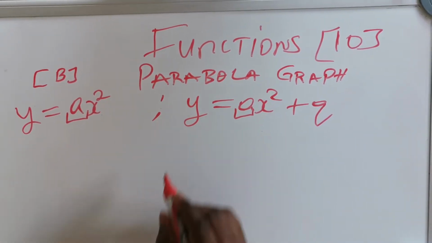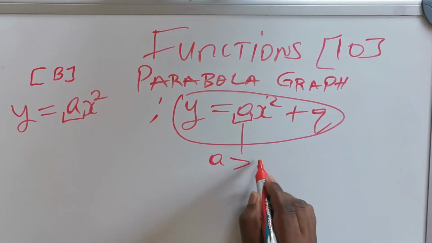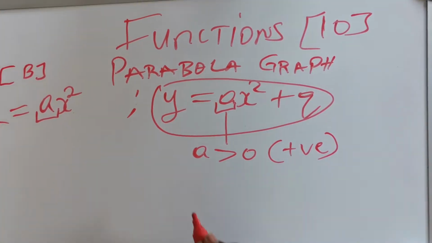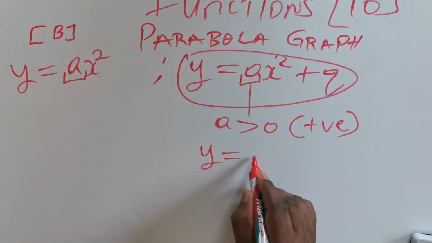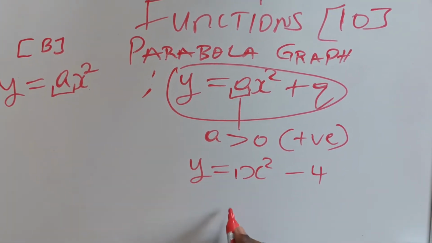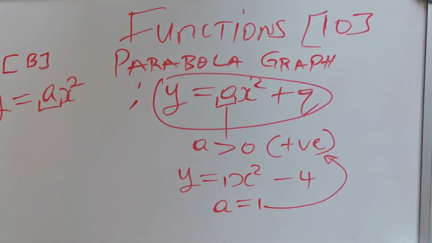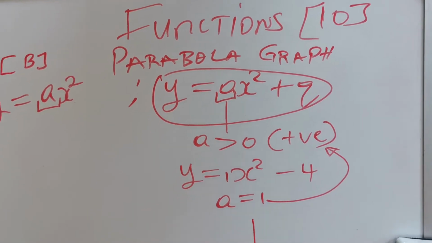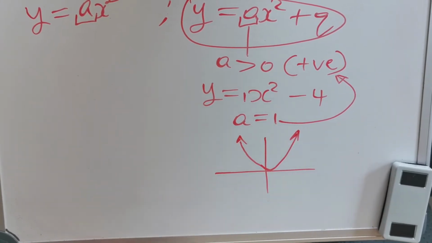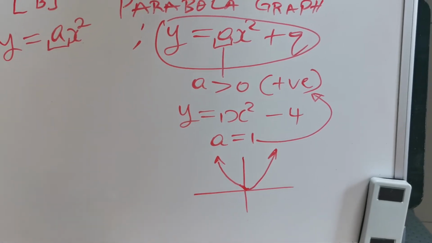All right? Now, let's focus on this one. If your a is greater than 0, meaning your a is positive. Let me give you an example whereby a is positive. Something like y equals x squared minus 4. So the coefficient of x squared here is equal to 1. This one is positive, which means your a is positive. So this obviously will be a smile. It will be something like this. This is a smile face.